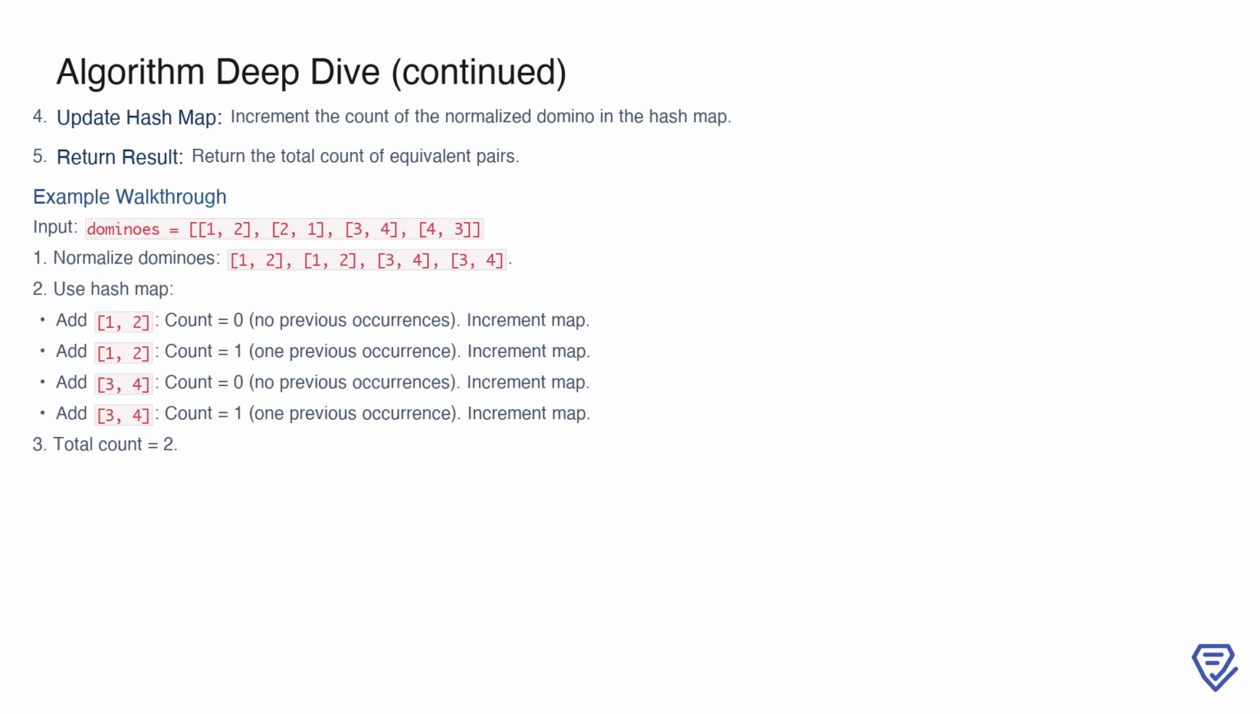In the optimized approach, after normalizing each domino, we use a hash map to track the frequency of each normalized representation.